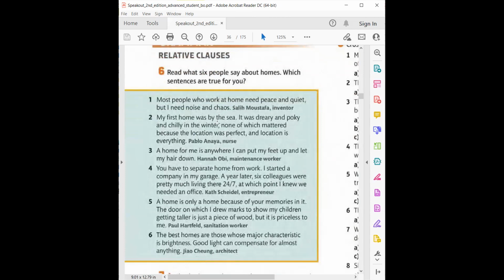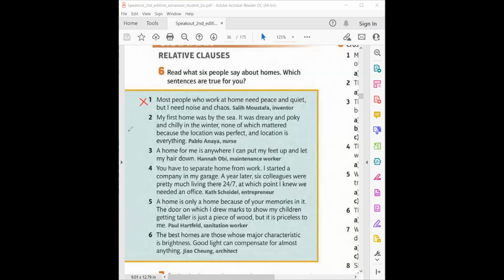It says, most people who work at home need peace and quiet, but I need noise and chaos. Oh, okay, I don't want that. It's so false about me. I love my house to be quiet. What do you think, guys? Agree or disagree? No, I disagree. I love peace and quiet. Definitely. Why would anyone want noise in their house?